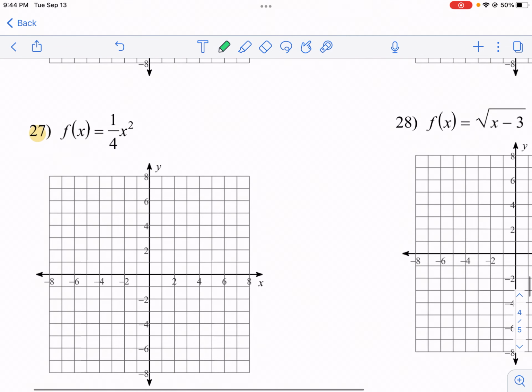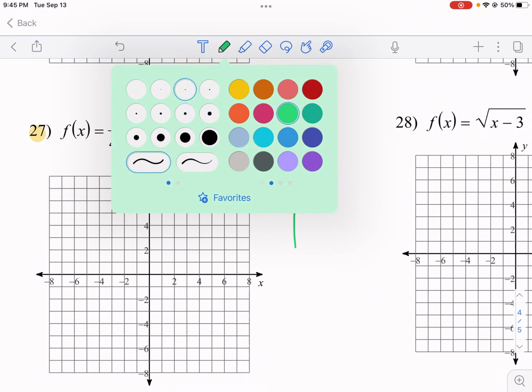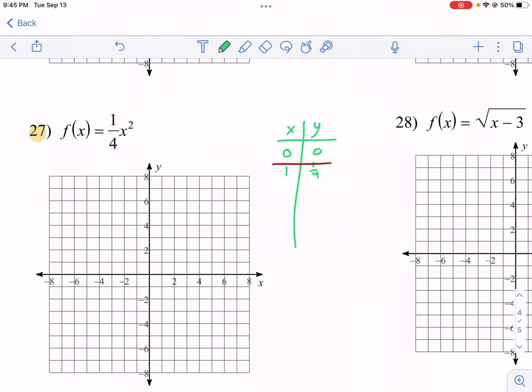And then this guy, same thing. I would just make your table x, y. You're going to plug in your values, 0, 0. I'm just going to do one side. 1 is going to be 1/4. I don't want to put 1/4 there. Okay, I don't want that. I'm going to cross that off, and I'm going to put in something that I know is going to give me an integer. I'm going to plug in 2. Because if I do, I get 2 squared, and then I have to multiply that by 1/4. I get 1/4 times 4. That gives me 1. Okay, and if I double it, if I put 4, that should give me, let's see, I get 16. 4 squared is 16.